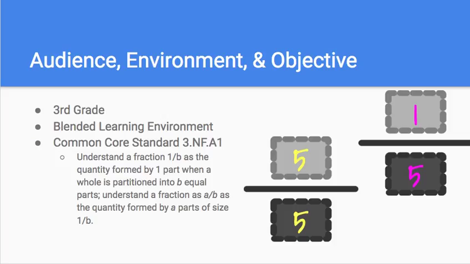The numerator represents how many pieces of the whole you have, and the denominator represents the total number of equal pieces in a whole.